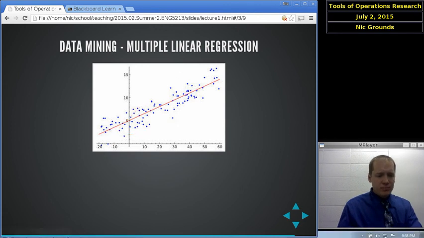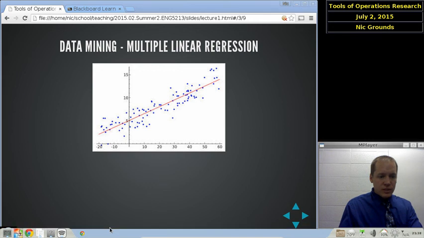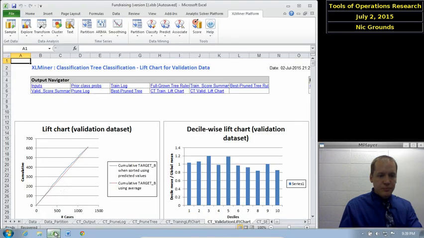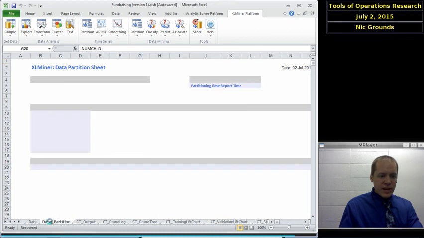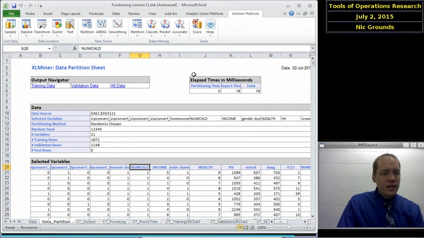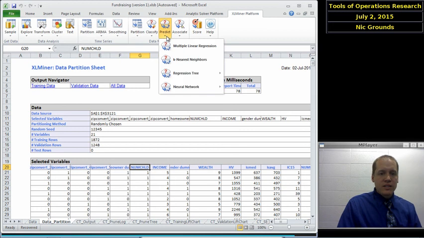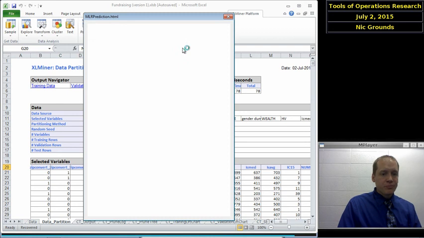It's run the same way. So if we opened Microsoft Excel and we went back to this same data set, since it's all numeric, we would use the predict, and we would select multiple linear regression.